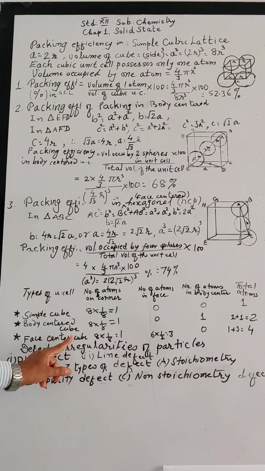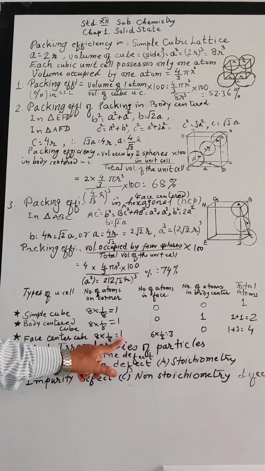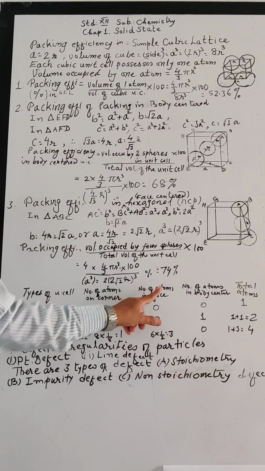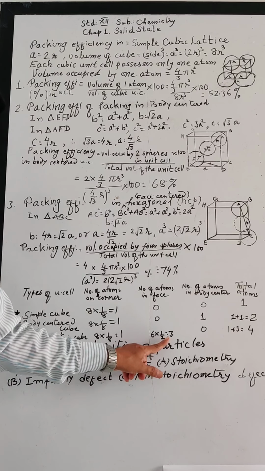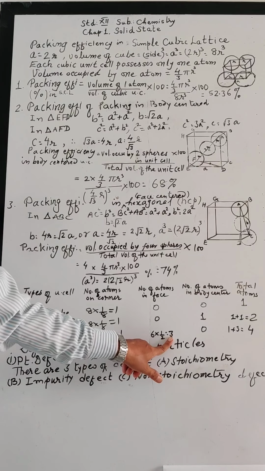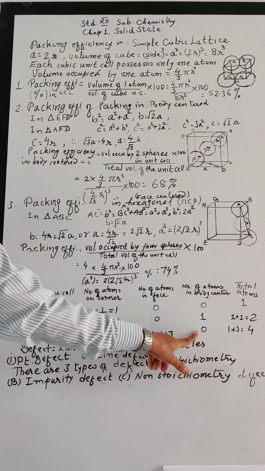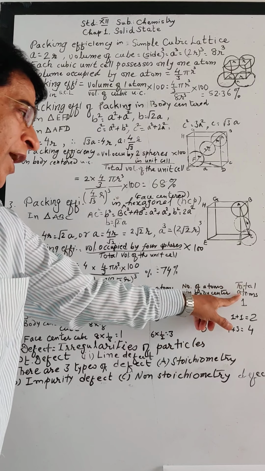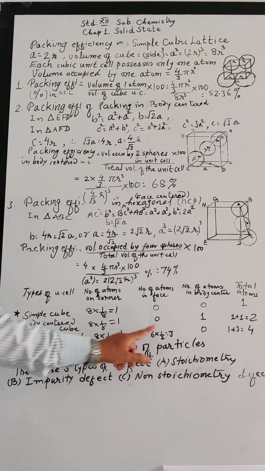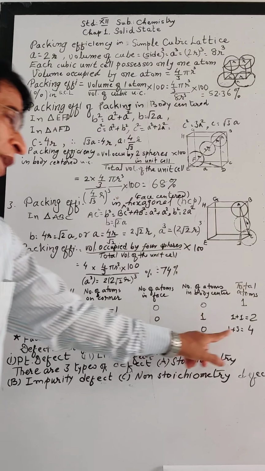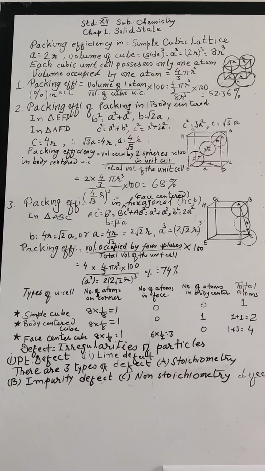In face centered cube, 8 into 1 upon 8 is equals to 1, and number of atoms in face is 6 into 1 upon 2, which is equals to 3, and number of atoms in body center is equals to 0. So total atoms in face centered cube are 1 plus 3 plus 0 is equals to 4.